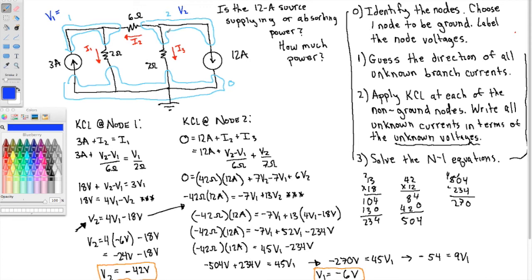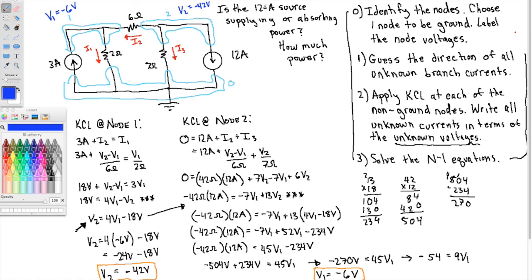So I'll label these voltages up in my diagram. So V1 is minus 6 volts. Don't be scared by the minus signs. This is minus 42 volts. Okay, the minus signs just mean that the node we chose as ground actually wasn't the lowest voltage. This is the lowest voltage.